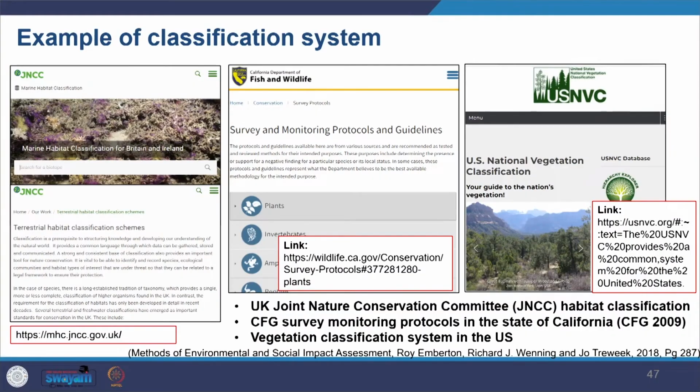Looking at some of the classification systems, you do find the UK Joint Nature Conservation Committee has a habitat classification. They have a system of that. Then you also find the CDFG survey monitoring protocol, which is used in the state of California. Then you also find a vegetation classification system in the US. So you can find all these classification systems which are there.